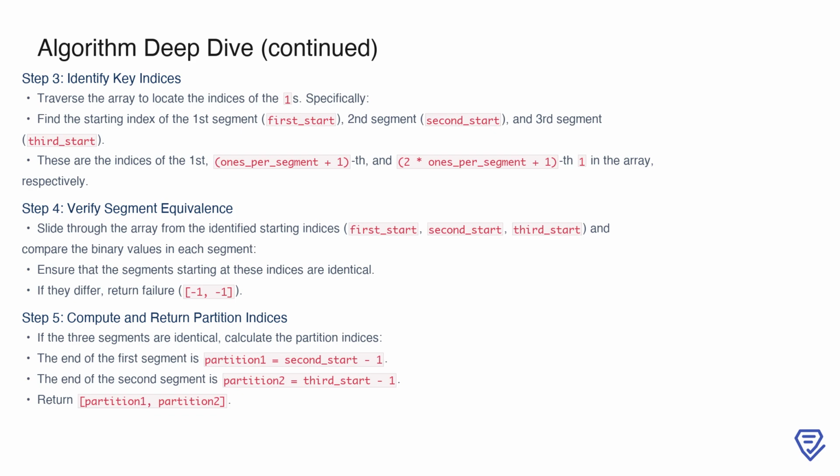After identifying these indices, we verify if the segments starting at these positions are equivalent. This step involves sliding through the array simultaneously from these indices and comparing the binary values in each segment. If the segments differ in any way, either in length or content, we return failure, denoted as -1, -1. However, if the segments are identical, we compute the partition points. The end of the first segment is given by partition 1 equals second_start - 1, and the end of the second segment is partition 2 equals third_start - 1. Finally, we return these partition indices as the result.